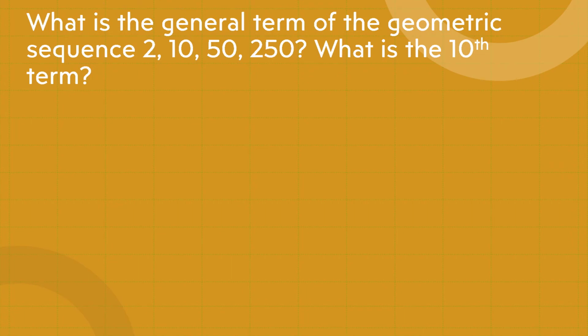So let's have now a problem. What is the general term of the geometric sequence 2, 10, 50, and 250, which is the same as the first example, and then we want to get the 10th term. Now we know that our first term is 2 and our common ratio is 5. Remember that the general formula is a sub n is equal to a sub 1 times r raised to n minus 1. Using that formula, we substitute the values. So a sub n is equal to 2 times 5 raised to n minus 1.